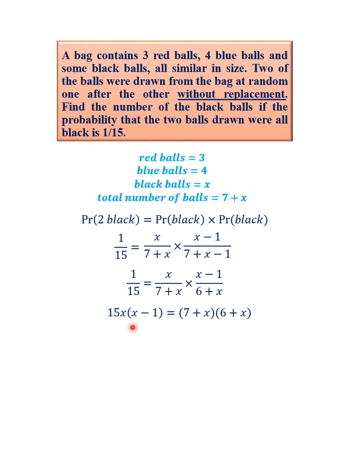So let's open up the bracket. 15x times x gives us 15x squared. 15x times minus 1 gives us minus 15x, equal to 7 times 6 is 42. 7 times x is 7x. x times 6 is 6x. Then x times x is x squared. Everything connected by plus because we all have plus here.